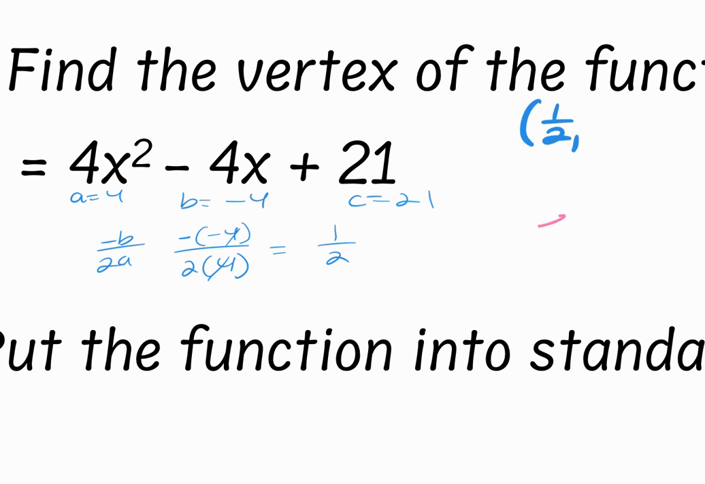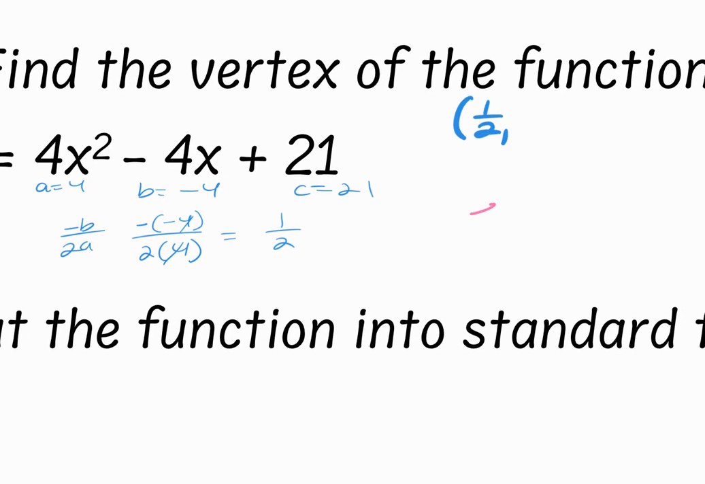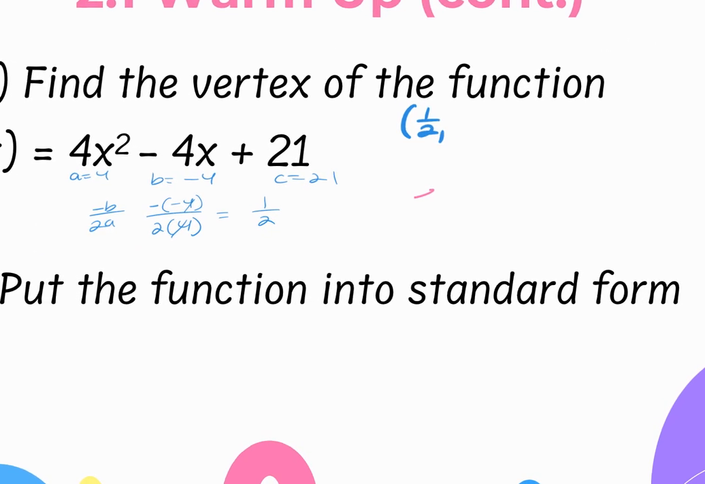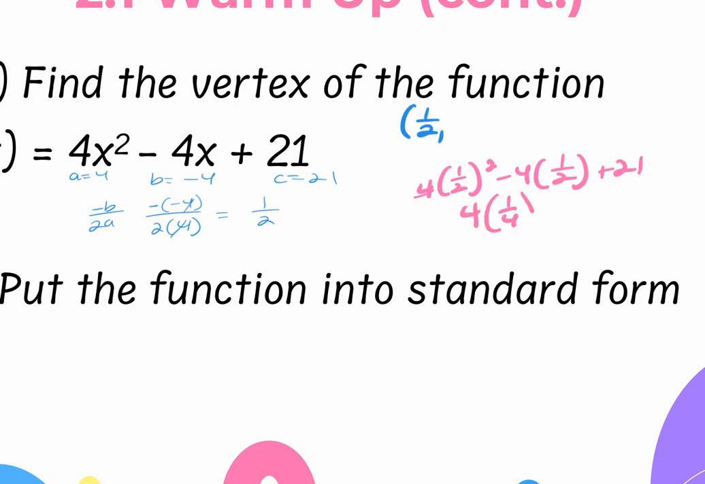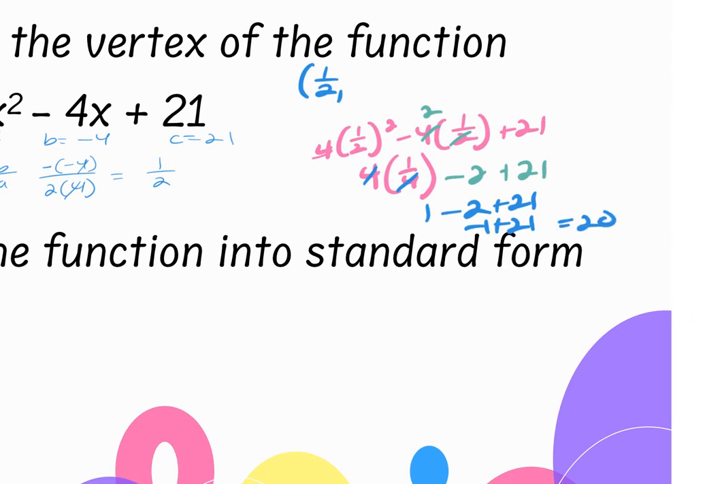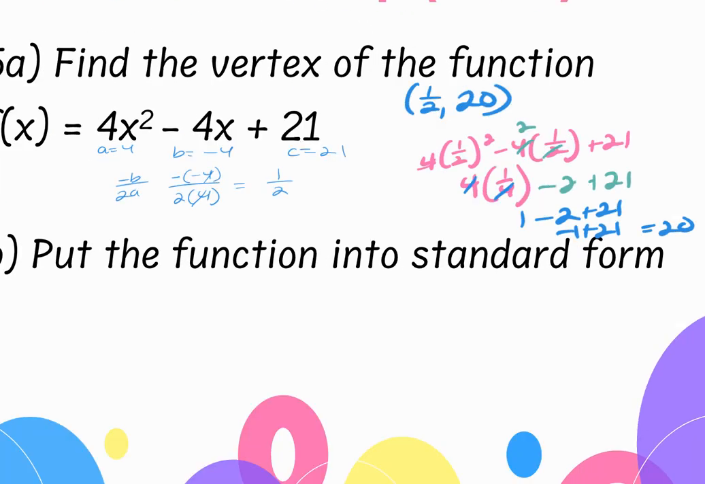You could do it. To find the y, I'm going to plug it back in. So everywhere there's an x, I'm going to put the 1/2. Hopefully it will catch up eventually. And I'd get 4 times a fourth minus 2 plus 21. The 1/4 and the 4 cancel. 1 minus 2 plus 21, which is 20. Vertex is 1/2 and 20.